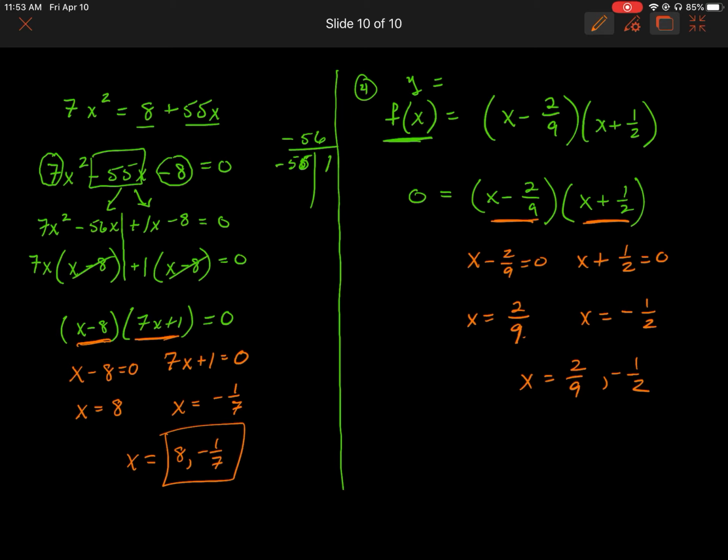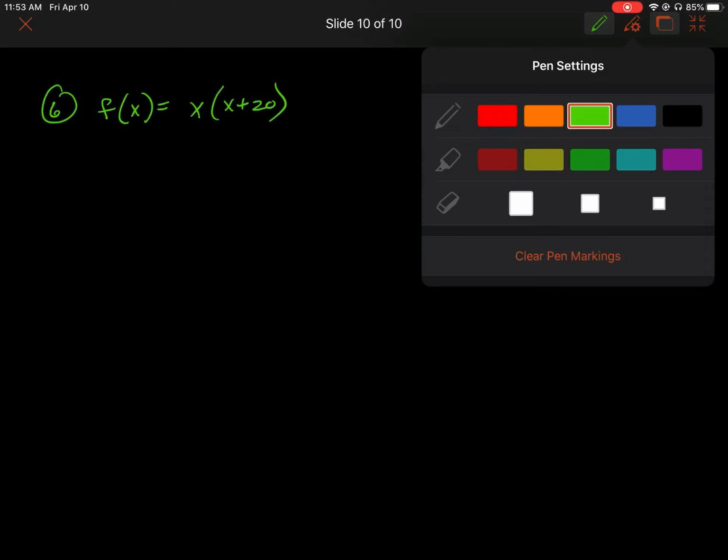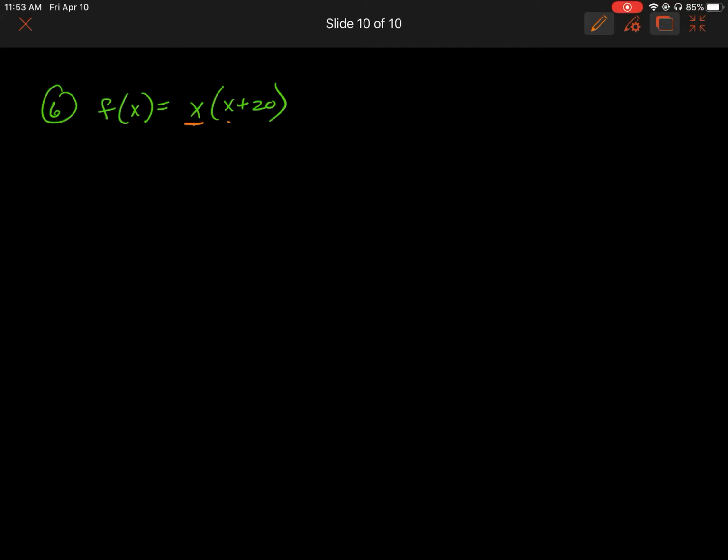If I look at one that's like number 6 on the assignment, let me clear this out. Okay, number 6, I have f of x equals x times x plus 20, which might look a little weird. And some of you might be tempted to start distributing. Don't do that, okay? We're trying to undo any kind of distribution. So we don't want to distribute right here. We want to just keep it in a factored form.